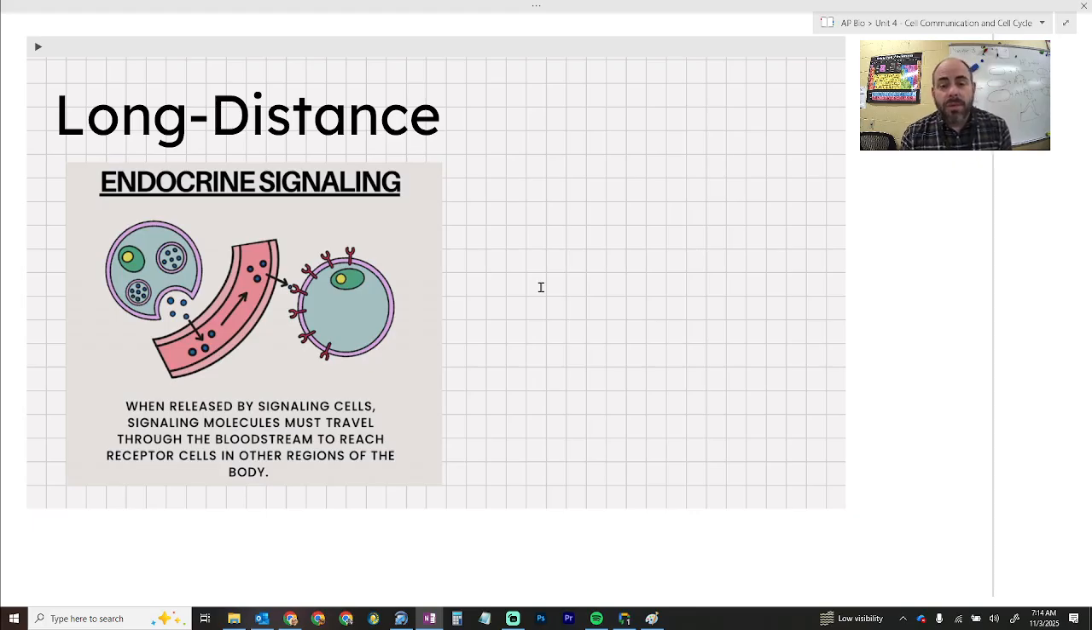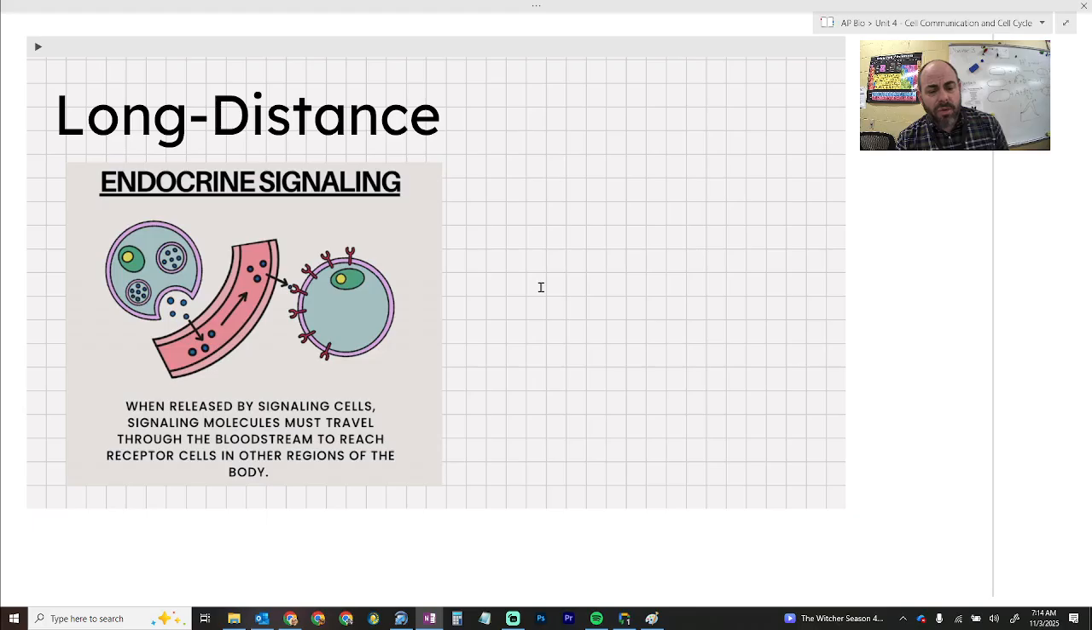A lot of times you will see the word endocrine associated with this, like an endocrine gland. An endocrine gland is a gland that releases its signal molecules directly into the bloodstream, and so be familiar with that. A lot of times the signal molecules in endocrine signaling or long distance signaling are called hormones. And hormone is just a signaling molecule, just another word for that.